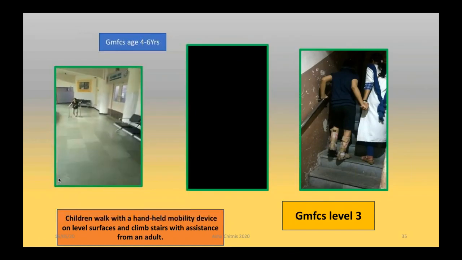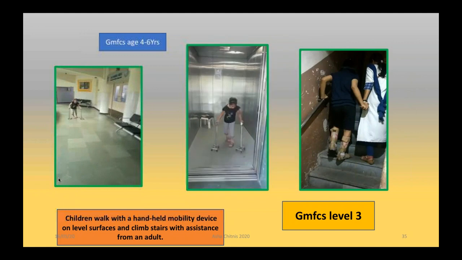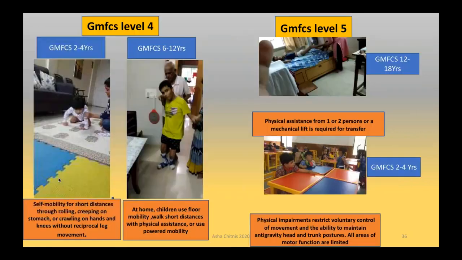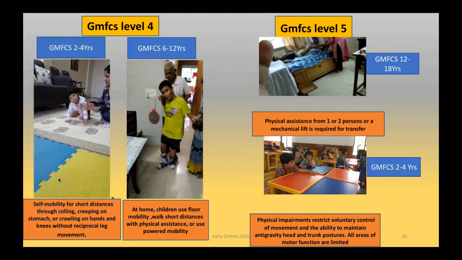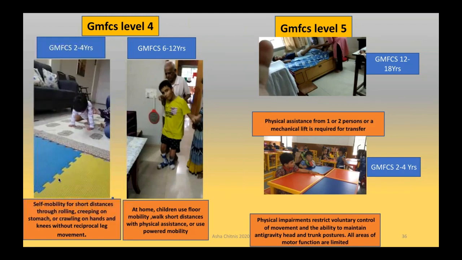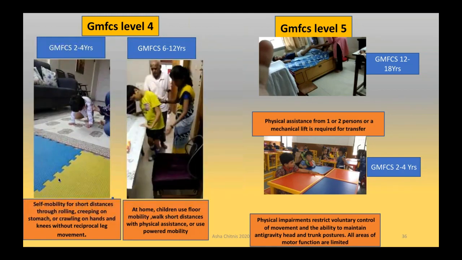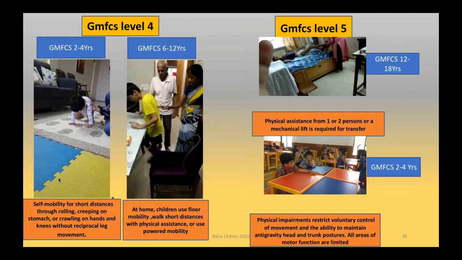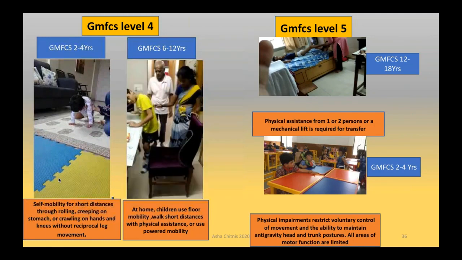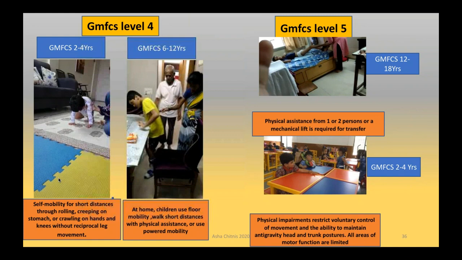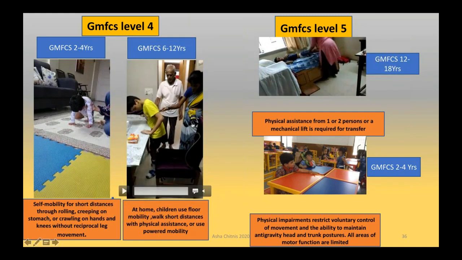Now let's look at GMFCS 4. Now look at her. She's crawling between 2 to 4 years. She does maintain her head, but she is GMFCS 4. This is a child in school, requires 2 people to guide him towards his dining table in school to eat his box. Versus a 5 requires all the support to dress and to be carried.